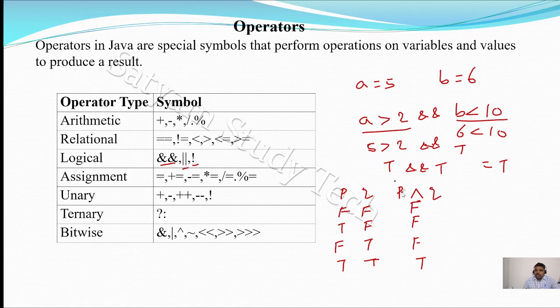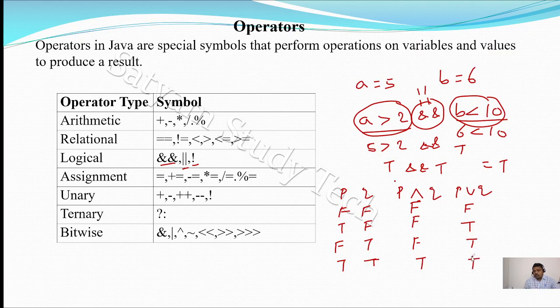Here it is the logical or, with P or Q. In logical OR, if any one of the conditions is true, the result is true, either this one or this one. Only when both are false is the result false. If anyone is true, the result is true.